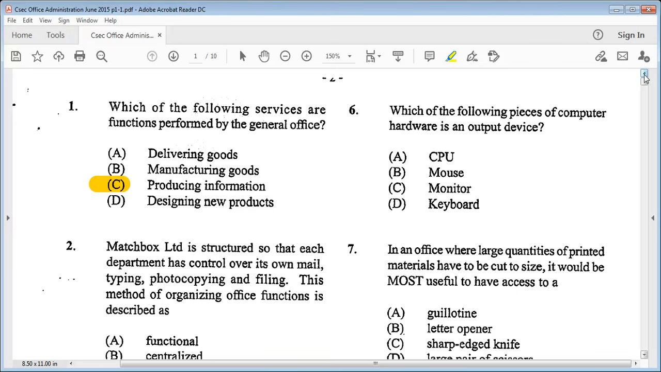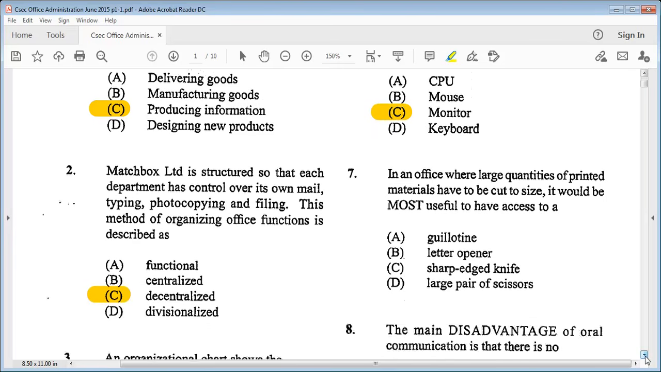It says, which of the following pieces of computer hardware is an output device? A. CPU, B. Mouse, C. Monitor, or D. Keyboard. We know it is the monitor, C. Let's move on to question number 7.